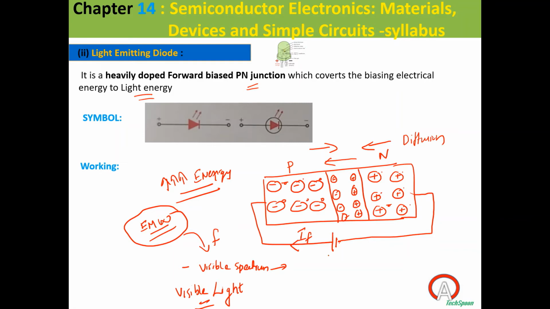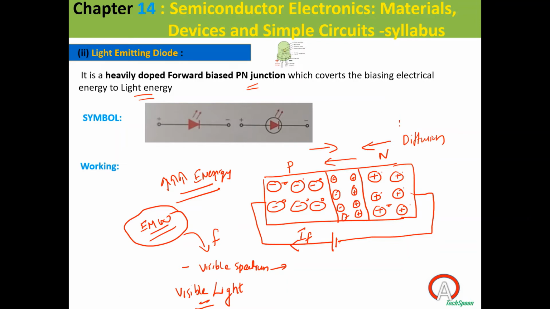So when we are connecting this PN junction with this battery, it is forward bias. So electrons will move from the N portion of the PN towards what? Towards the P region. So what will happen?